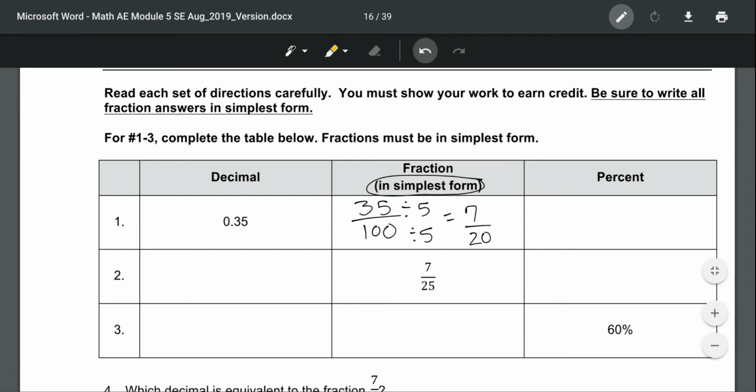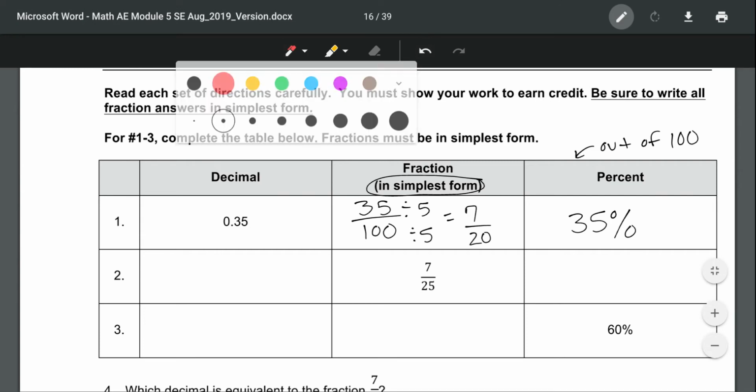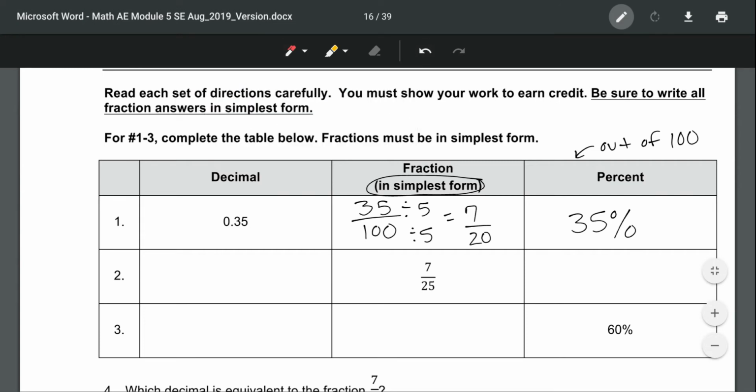Okay, now as a percent, remember percent means out of 100. So if I have 35 out of 100, that means 35%. That's one way you could approach it. The other method is to take 0.35 and move the decimal over 2 places to the right and add the percent symbol. And that would be the same thing as 35%.